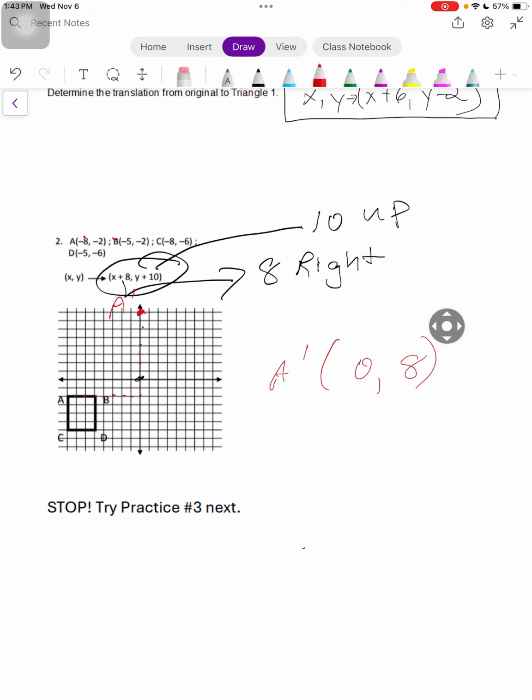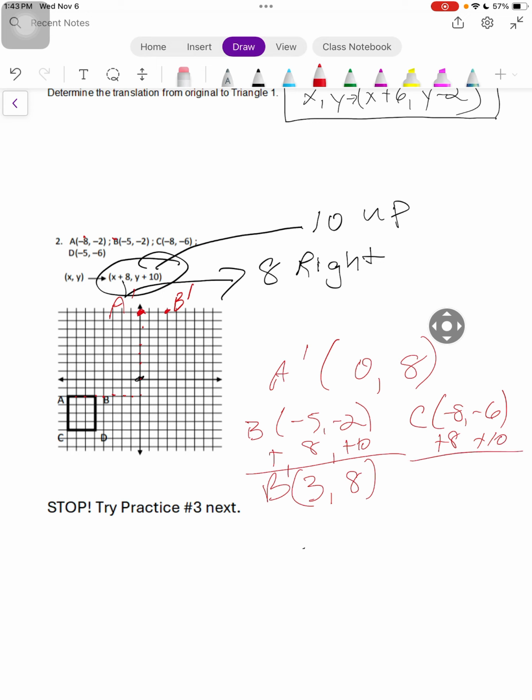Okay, now, I did that for the first one, but just to show you, you could do this by hand without graph paper. All you're doing is math, adding 8 and adding 10. So I'm going to take B, negative 5, negative 2, and I'm going to add 8 and add 10. That's going to land me at 3, 8. So that's B prime. And if you want, you can go over to 3, 8, and you can label B prime. Okay, now remember, you could do that with C. You got negative 8, negative 6, and you're going to add 8, add 10. That's going to leave you at 0, comma 4. So that's your new C prime, 0, comma 4.